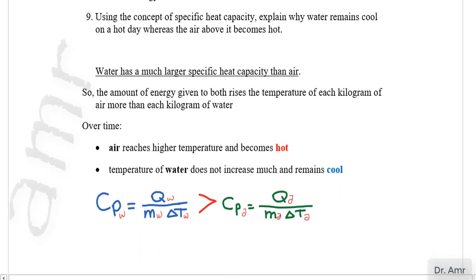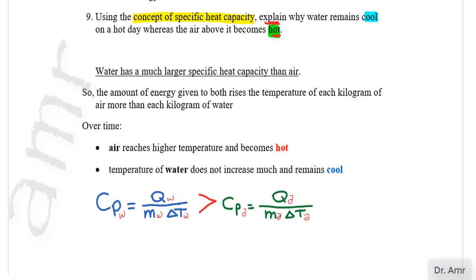Question number 9 بيقول لي using the concept of specific heat. نhighlight concept of specific heat دي عشان هي مفتاح الإجابة، the key word أو the key to the answer. Specific heat capacity. Using the concept ده explain why water remains cool on a hot day whereas the air above becomes hot. ايه المية بتبقى ساقعة بينما الاير بيكون hot.